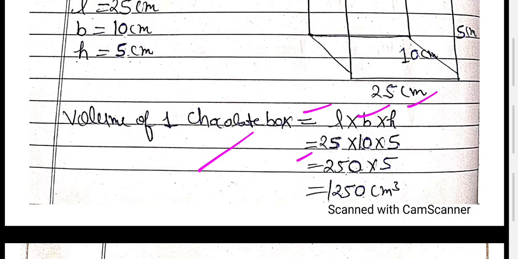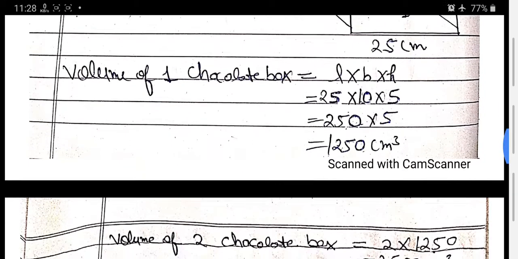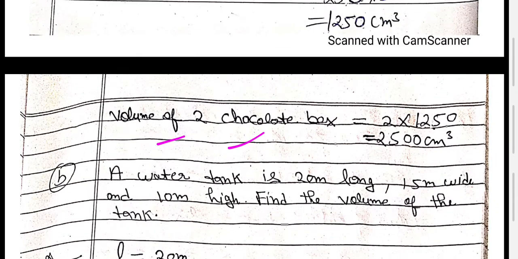Put the value L 25, B 10 and H 5. Then 25 10s are 250 into 5, 25 5s are 125, 0 as it is. So it becomes 1250 centimeter cube. It is the volume of what? One chocolate box. Then what is the volume of two chocolate boxes? You have to multiply by 2, or you have to add 1250 to the same number. So the volume of two chocolate boxes will be 2500 centimeter cube.